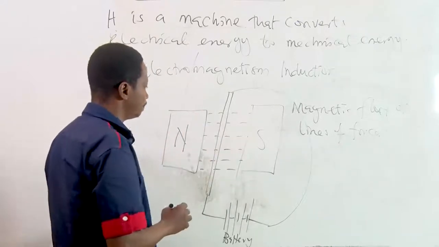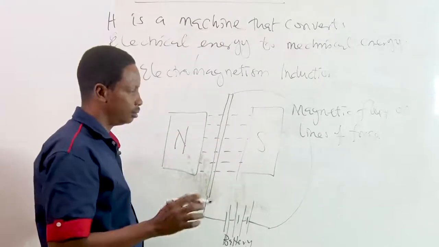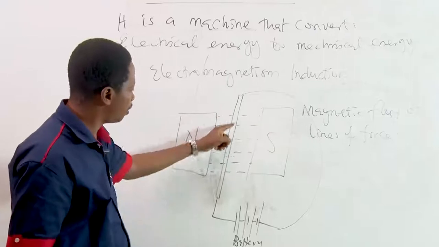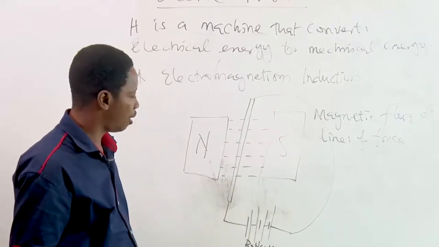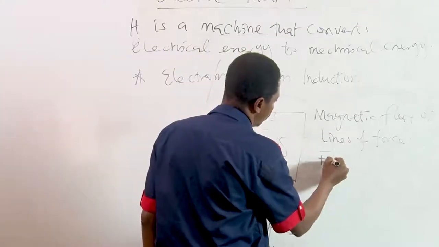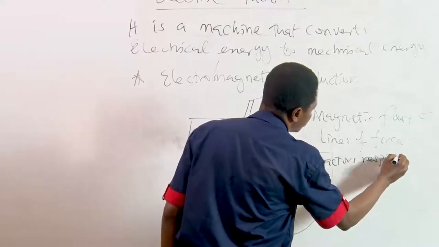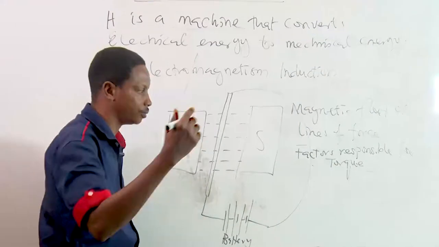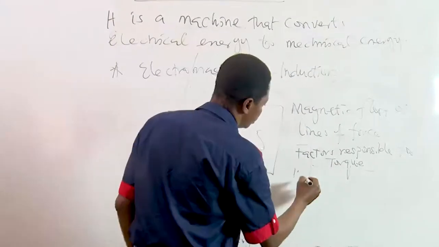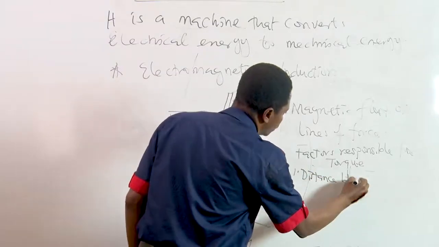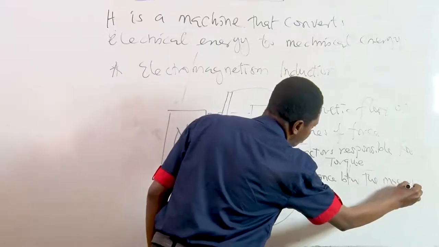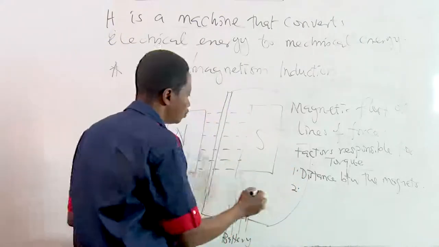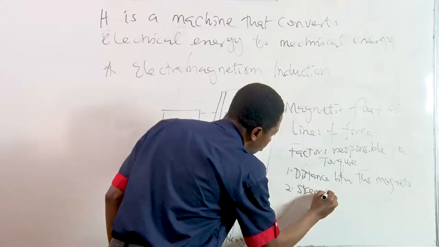Some reaction will take place here based on three factors. We have permanent magnets north and south, we have our conductor, and we have our battery. So, we call them factors responsible for torque, because torque is what we want to achieve, rotation. Number one is the distance between the magnets, which is north and south. The closer the distance, the better. Why? Because it will produce enough strength.